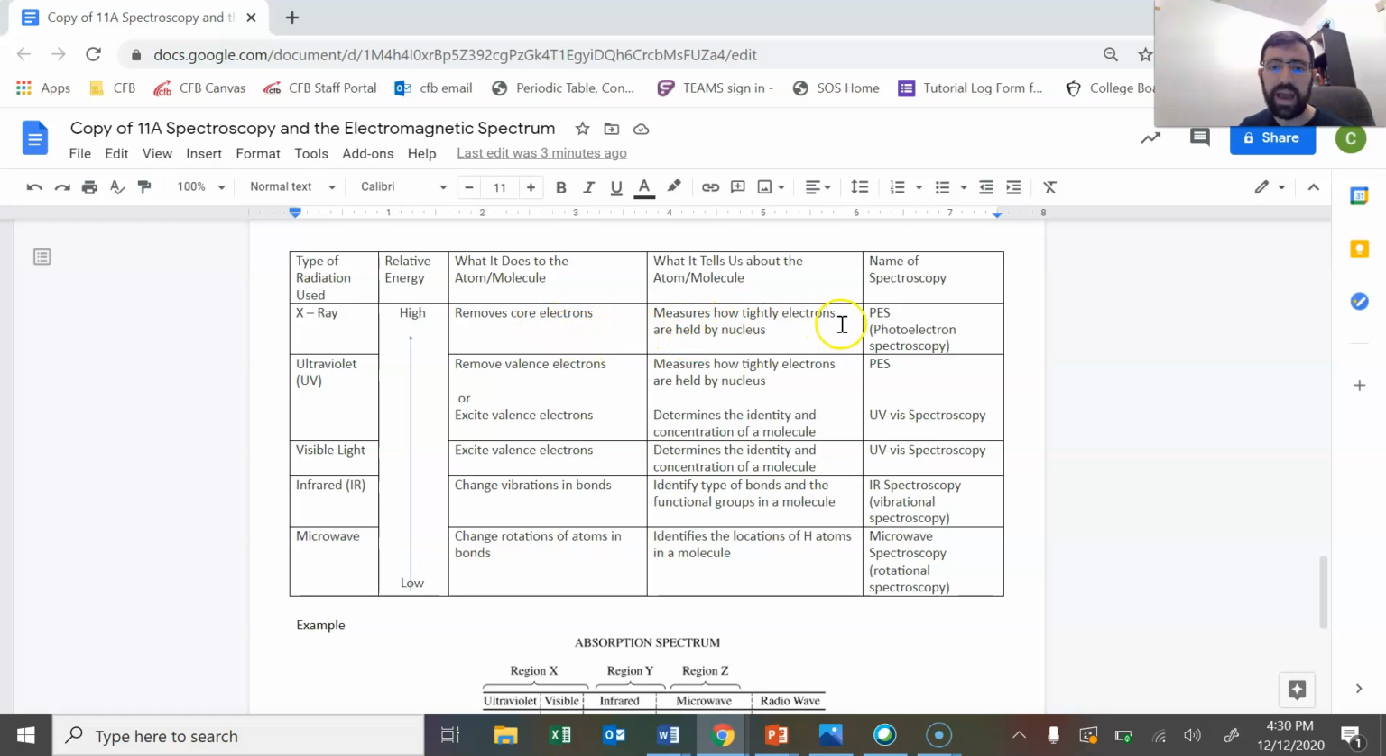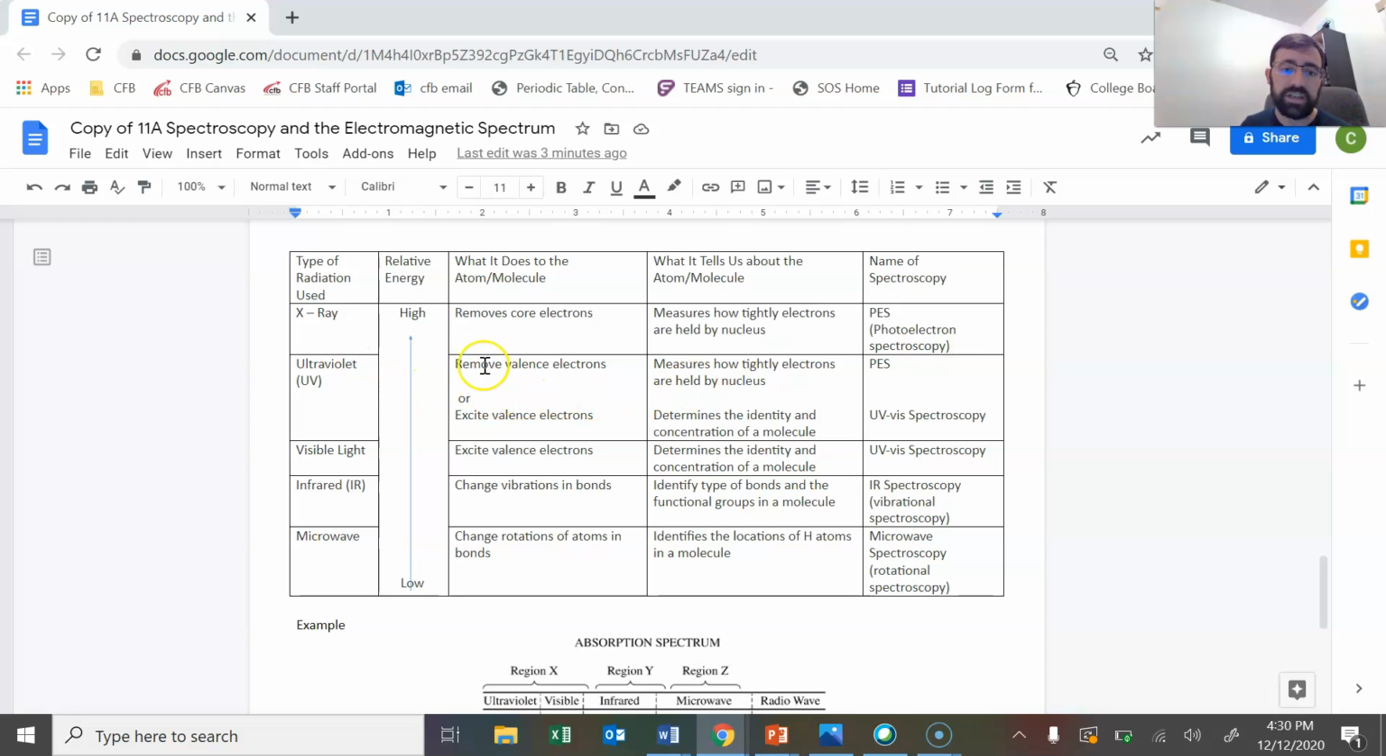This measures how tightly electrons are held by the nucleus. Okay. Photoelectron spectroscopy is the type of spectroscopy we use for that, and we talked about that in the electron configuration topic.